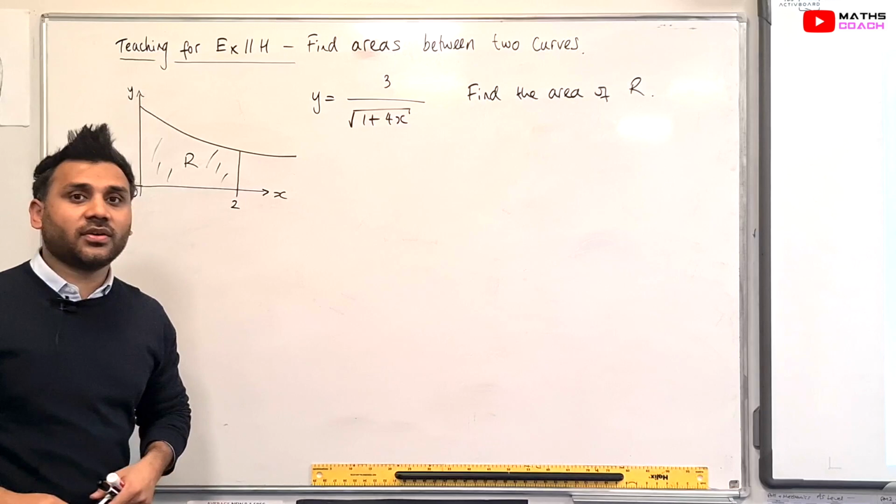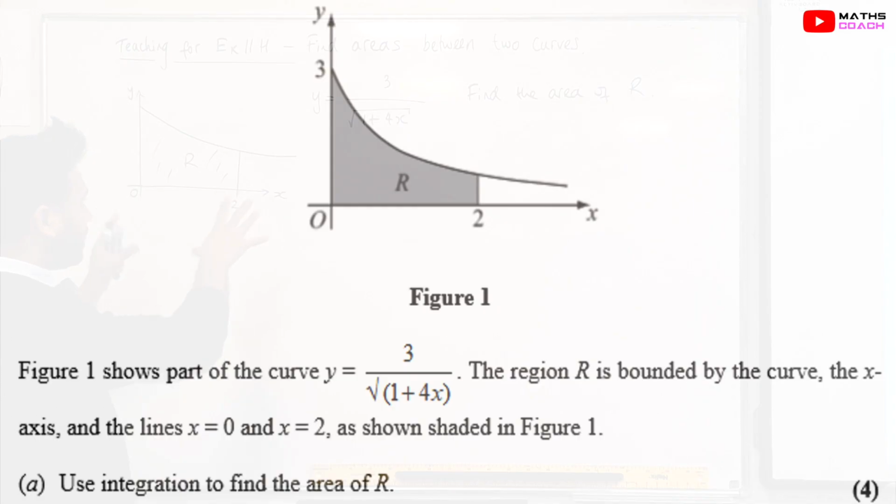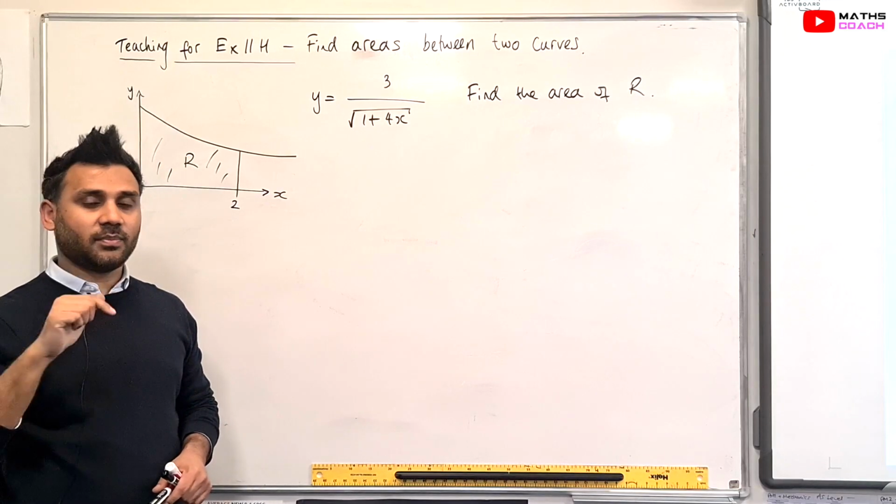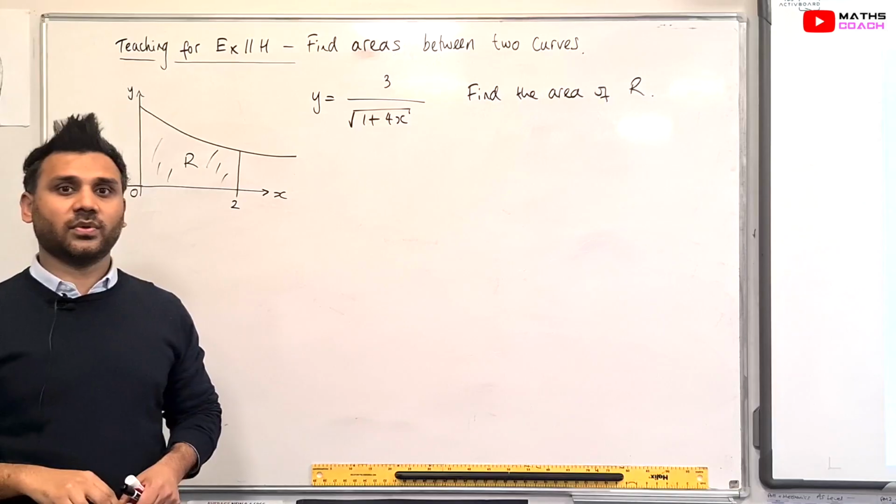Okay, so moving on to our third example. Well, try this question out yourself. So here we have the curve given by the equation 3 over the root of 1 plus 4x. It's bounded between the curve, the x-axis, and the lines x equals 0 and x equals 2. So work out the area of region R. Pause the video, and when you're ready, press play and you can check your working out.